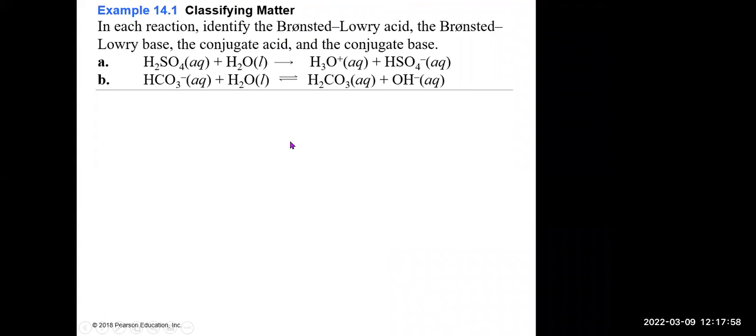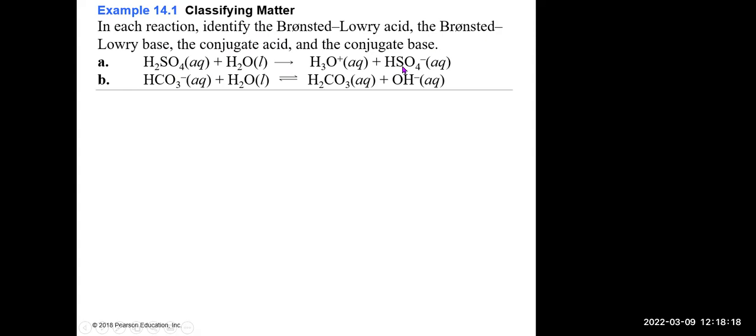So here in this practice, we want to classify matter. In each reaction, identify the Brønsted-Lowry acid, Brønsted-Lowry base, and the conjugate acid and conjugate base. The first one is the reaction between H2SO4 and water, turning into H3O plus and HSO4 one negative.